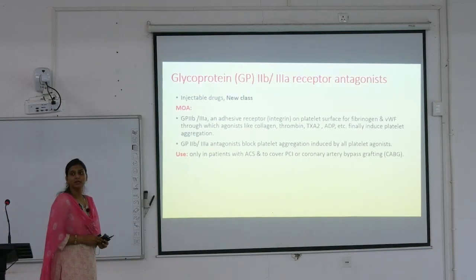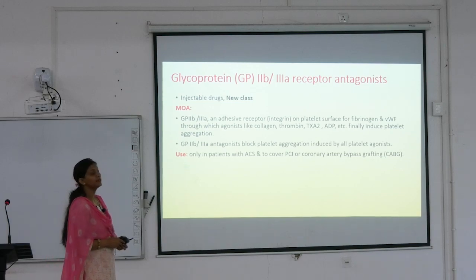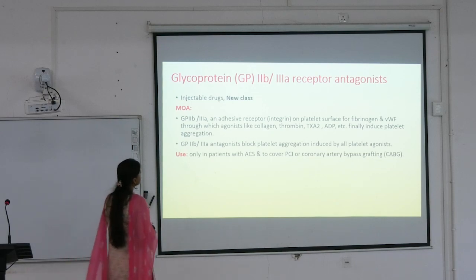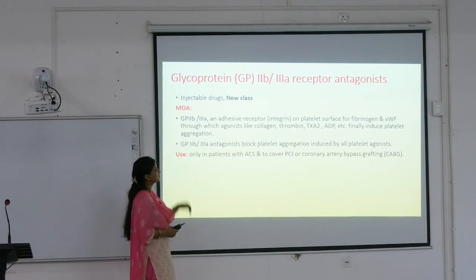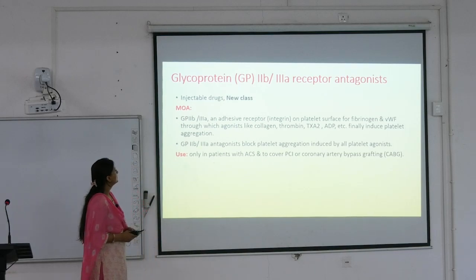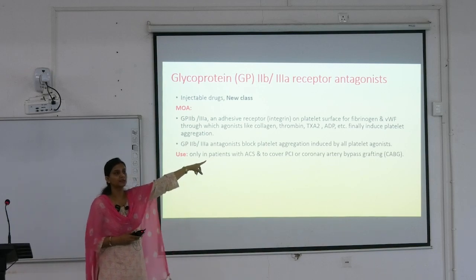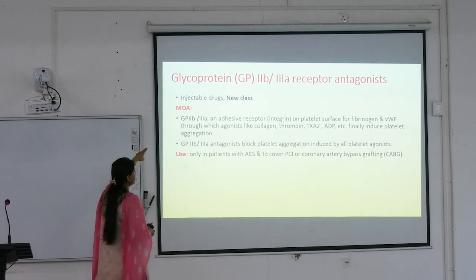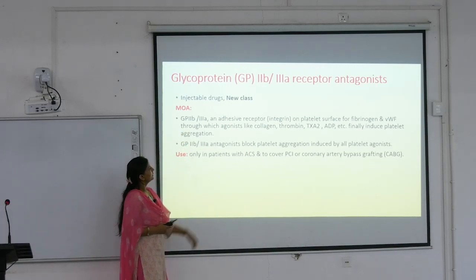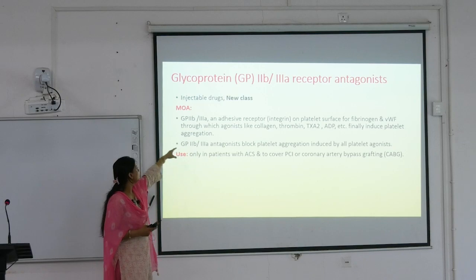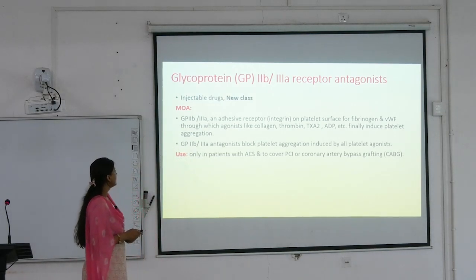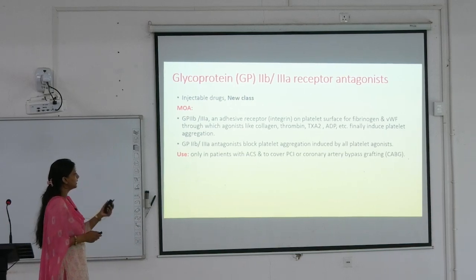Last group, glycoprotein 2B3A receptor antagonist. Now this is a receptor that is present on the platelet surface. Okay, what are the agonists? Fibrinogen and von Willebrand factor. These bind with the help of these receptors, and it finally causes platelet aggregation. If you give an antagonist, then you can block the platelet aggregation.